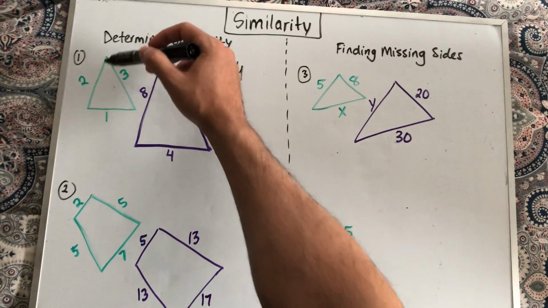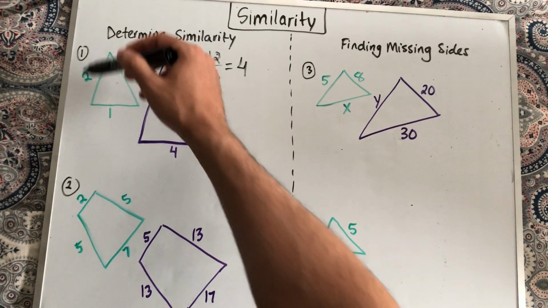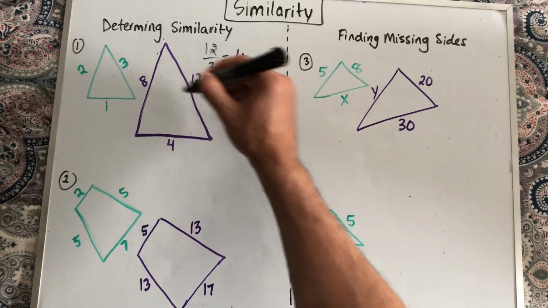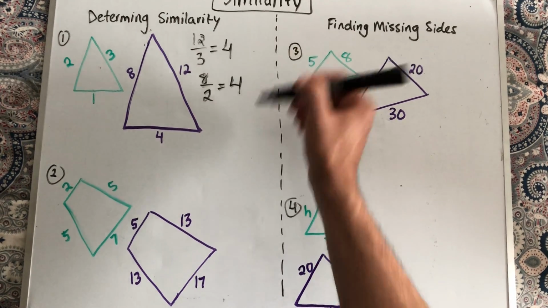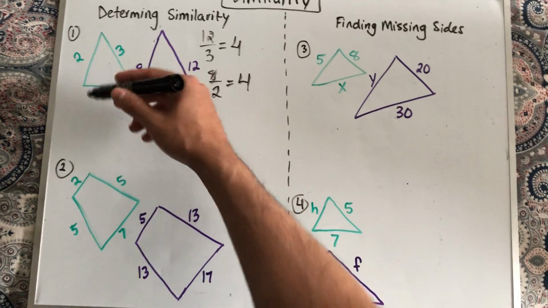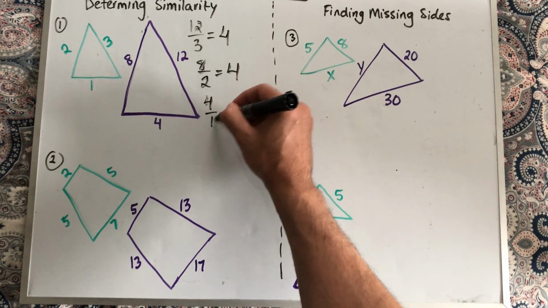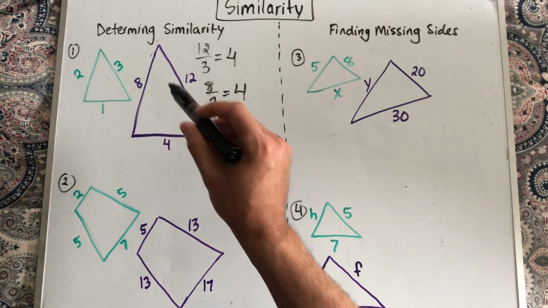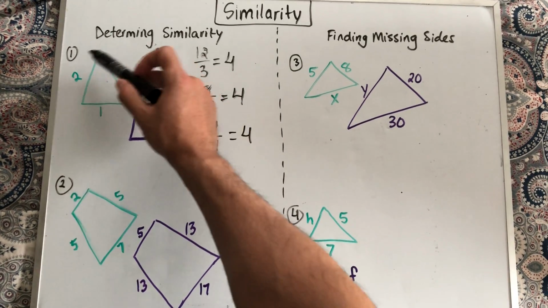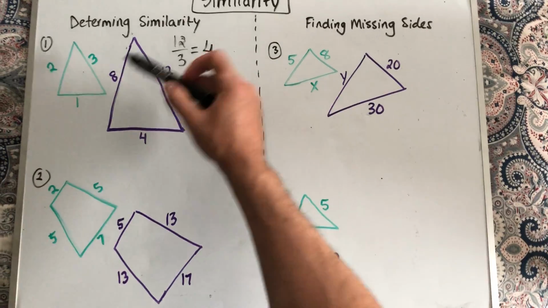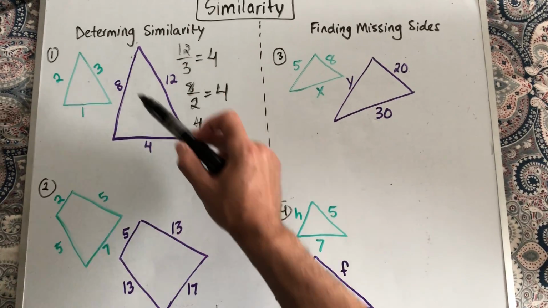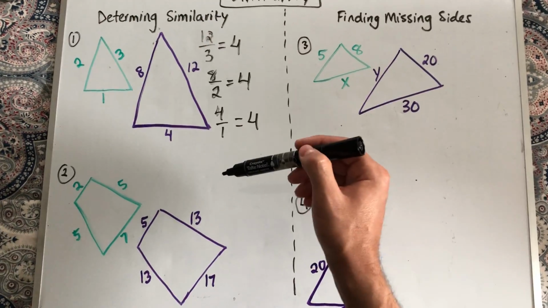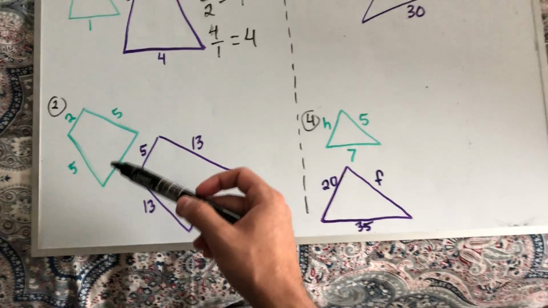So we just did 12 and 3. Let's do 8 and 2. So if we did 8 divided by 2, we also get 4. And if we did 4 divided by 1, we also get 4. So the scale factor for this one is 4. So it does get bigger. So from going from this triangle to this triangle, scale factor is 4. You're multiplying by 4. That's what the scale factor is. These are similar. So let's try it with the second example.